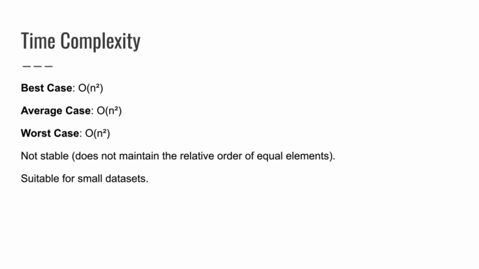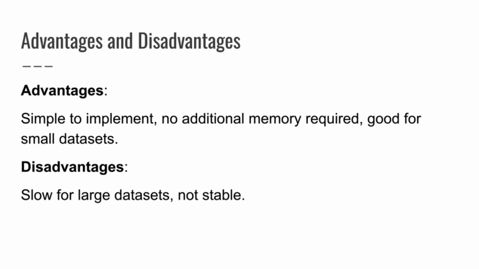Selection sort has a time complexity of O(n squared) in all cases, where n is the number of elements in the array. This makes it inefficient for large data sets, but it's simple and useful for small arrays. However, it is not a stable sort, meaning it doesn't maintain the relative order of equal elements. Selection sort is easy to implement and doesn't require additional memory, making it ideal for small datasets. However, its O(n squared) time complexity makes it impractical for large arrays.